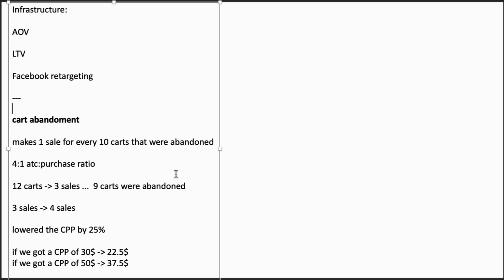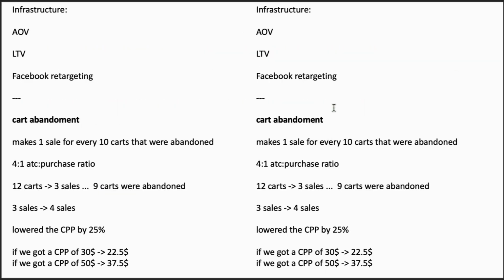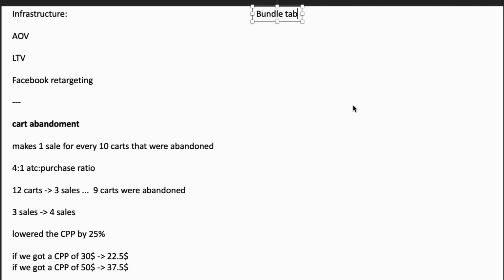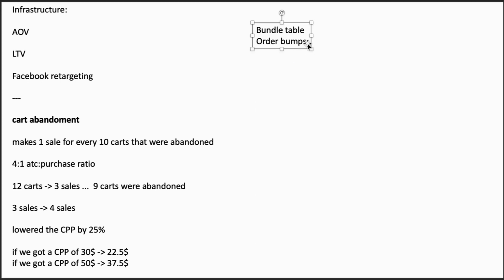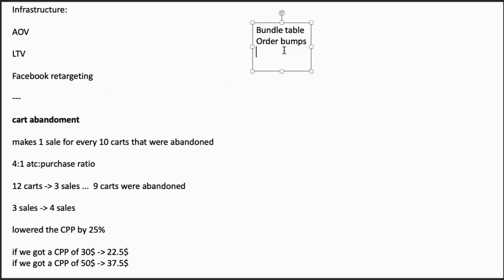So cart abandonment is one element in the infrastructure. What's another thing? Another significant thing is having a bundle table and the order bumps. And we know how much those helped with the Nora product, right? Again, I'm saying that if the competitor doesn't have any AOV, he's leaving a lot of money on the table, right? Because he doesn't have the cart abandonment, he doesn't have a bundle table, he doesn't have order bumps.